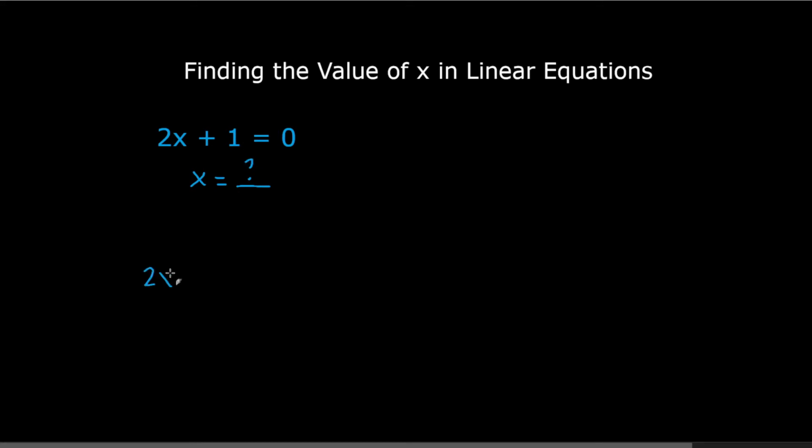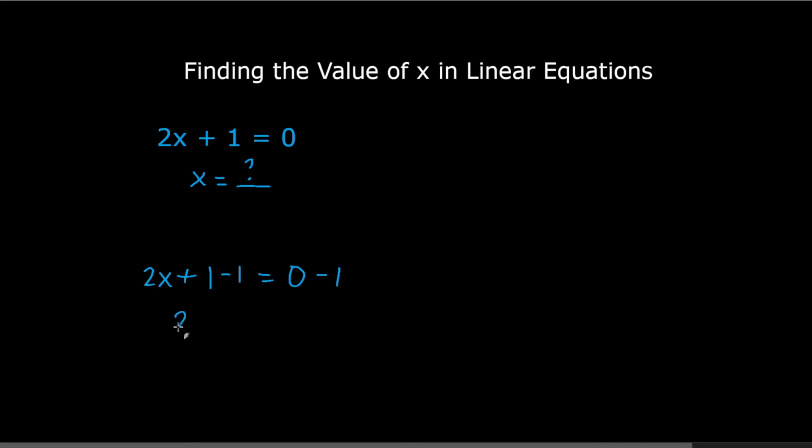So, rewrite muna natin. 2x plus 1 is equal to 0. Now, to remove this 1, kailangan lang natin mag-minus 1. But, kailangan nating ma-retain yung value ng equation. So, dapat, kung ano yung ginawa mo sa left side, yun din dapat yung gagawin mo sa right side. Okay? So, kailangan yung tandaan yun para hindi nyo nababago yung value ng equation.